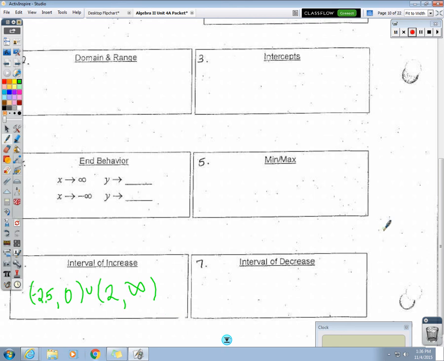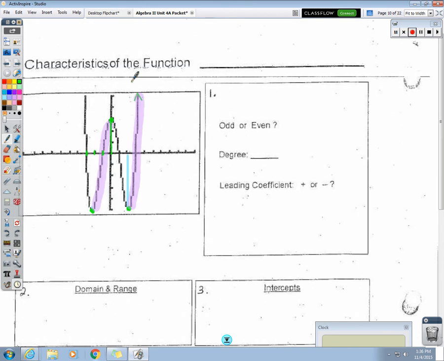Okay, now, how many times did it decrease? Twice. Well, we already kind of know what we're going to be dealing with over here. We're going to have a negative 2.5 somewhere, a 0 somewhere, a 2 somewhere, and a negative infinity somewhere. Okay. So here is our one section of decreasing. So when did it begin decreasing? Negative infinity. And it continued decreasing until it got to what? Negative 2.5.